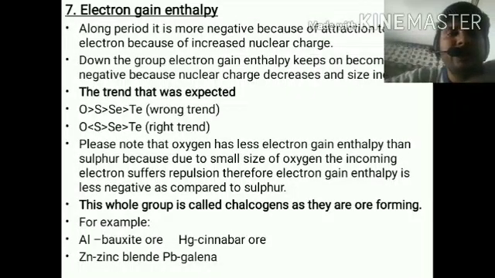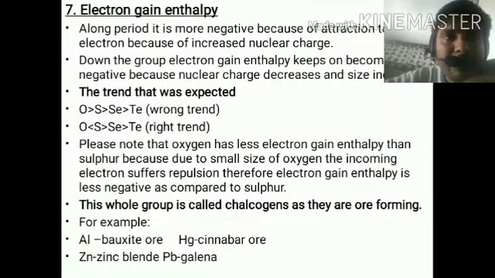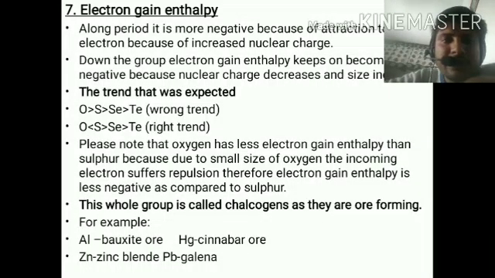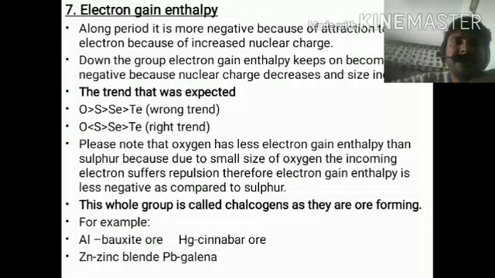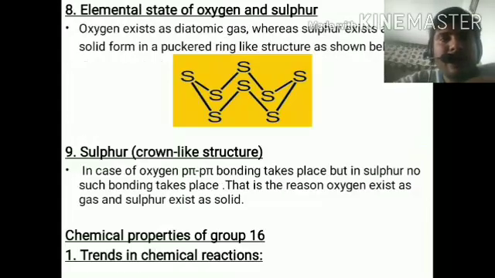This whole group is called the chalcogens as they are ore forming. For example, aluminium forms oxide ore, mercury comes from the cinnabar ore, zinc from the zinc blende ore, and galena is an ore of lead. The formula of zinc blende is ZnS, the formula of galena is lead sulfide, PbS, and the formula of cinnabar is HgS. That's why they are called ore forming.